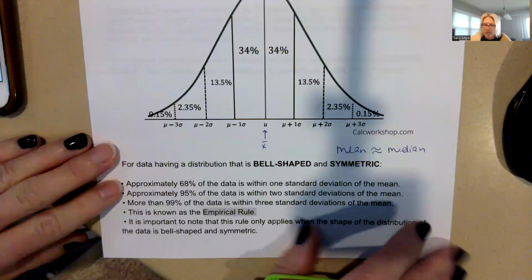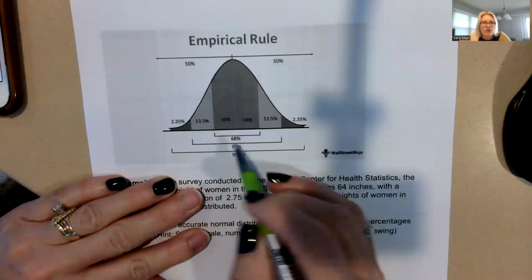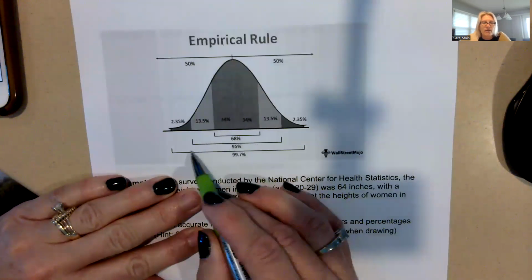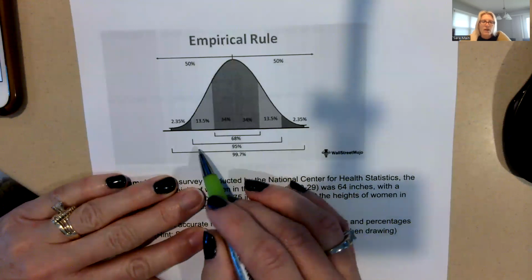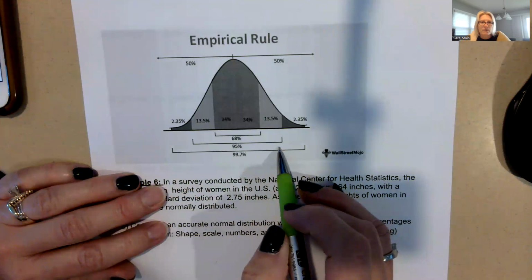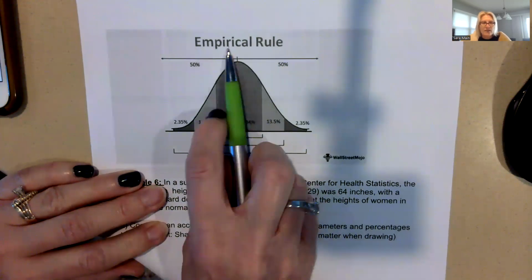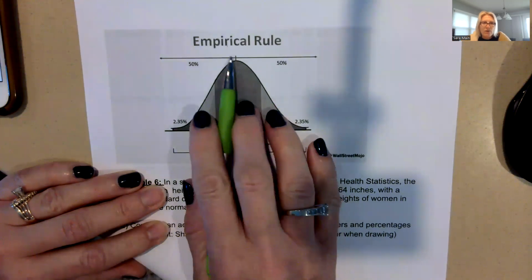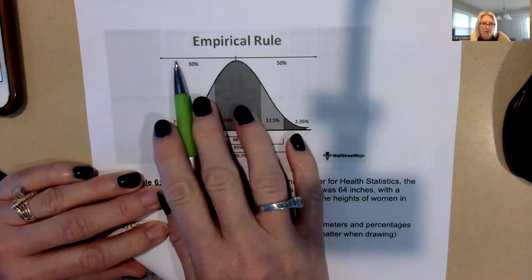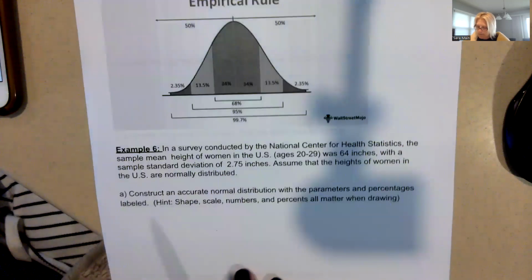Okay. The empirical rule is right here. We're just drawing it with the 68%, the 95, and the 99.7. Some books will say 99%, some will say 99.7%. And because it's symmetric, we can say that about half of our data, 50%, will fall to the left of our mean, and half of our data will fall to the right of our mean.